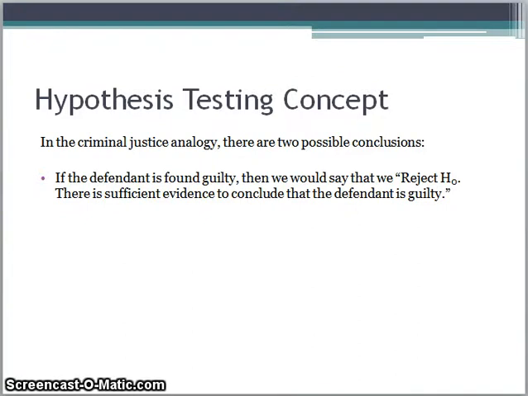Continuing with that analogy, we have two possible conclusions. If the defendant is found guilty, then we would say, reject H0. There is sufficient evidence to conclude what HA says, which is that the defendant is guilty. So in other words, we have succeeded in proving what we're looking to prove.